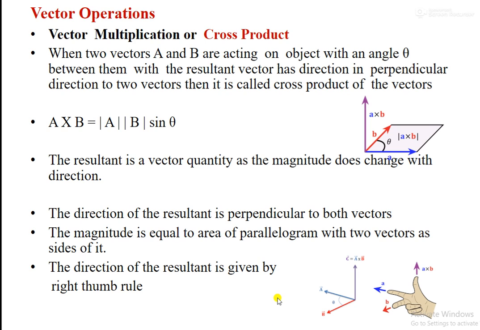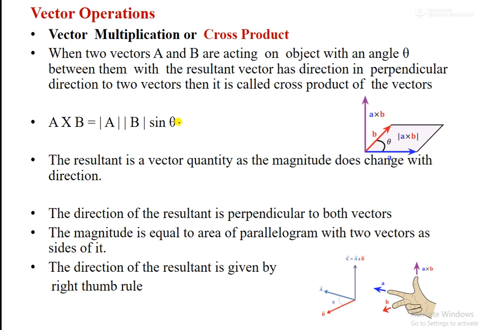The next operation of vectors is called the cross product, or also called the vector product. When there are two vectors A and B acting on an object with an angle theta in between them, as you see in the diagram, here is vector A and this is vector B, and the angle is theta. If the resultant vector has a direction perpendicular to these two, then this is called a cross product of vectors. It is written as A cross B equals magnitude of A into magnitude of B sin theta.